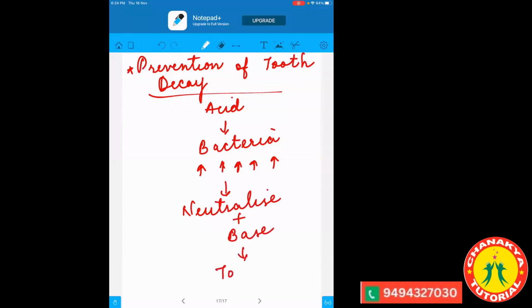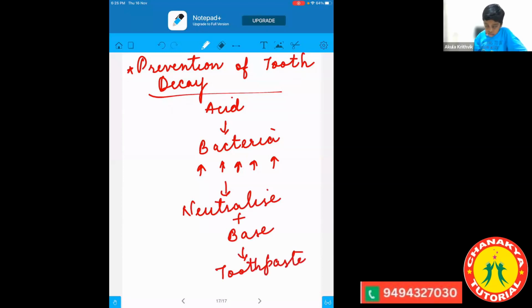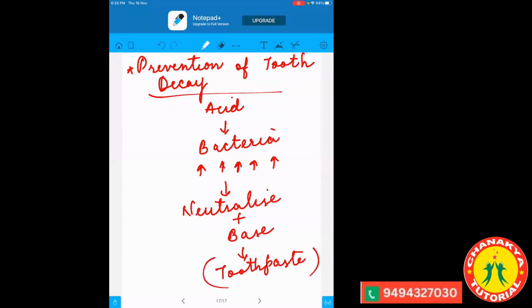And here, what will be the base? The base will be the toothpaste. Now, as soon as we use the toothpaste, whatever acid is present in our mouth, on our teeth, will just wash away with the help of the toothpaste. And we'll be getting the neutralization reaction. So brushing the teeth with toothpaste is the neutralization reaction, and it is used for preventing cavities.